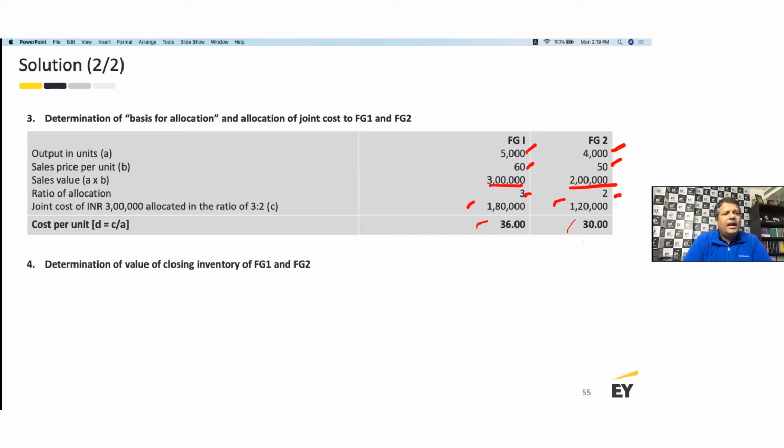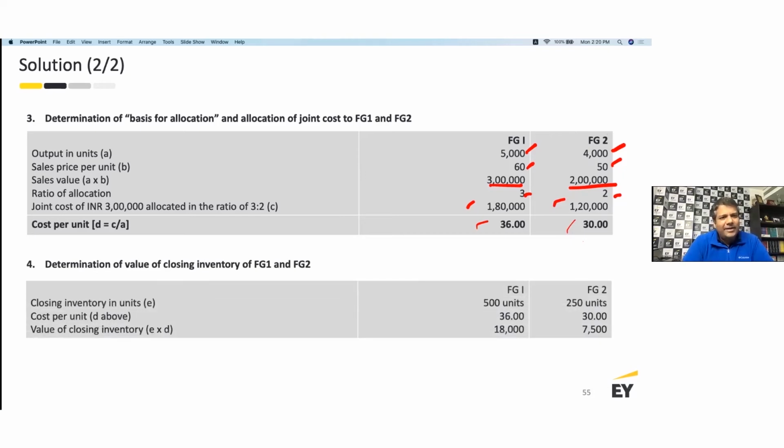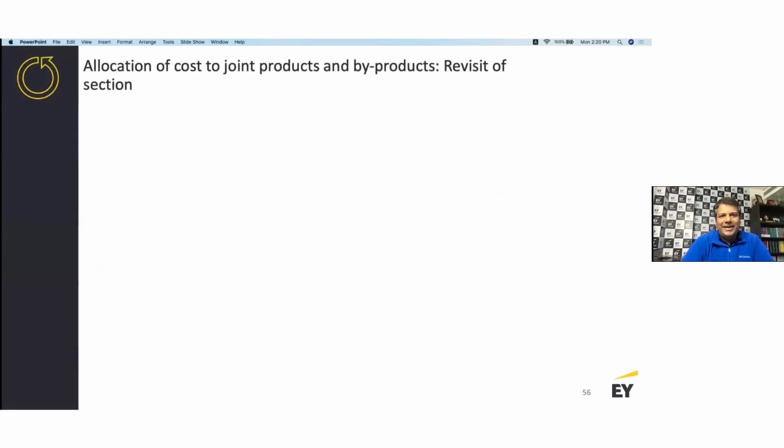All right. Now, determination of value of closing inventory of FG1 and FG2. Now I know the quantity, right? Which is 500 units I have here and 250 I have here. So 36 is what I have determined and 30 is what I have determined. So 18,000 and 7,500.